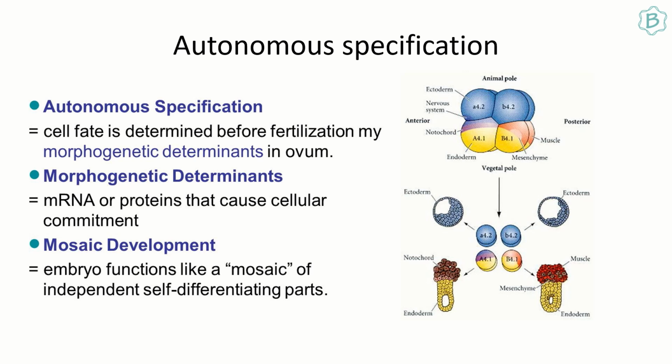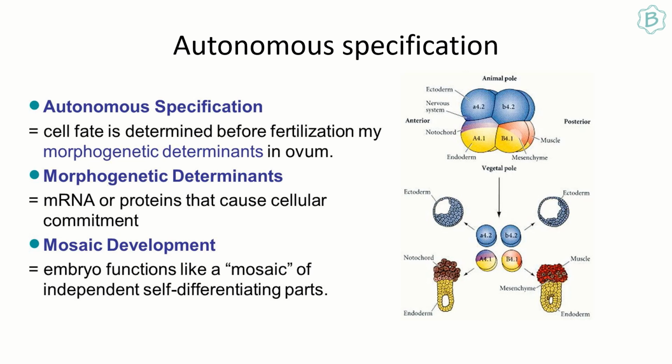If you separate these from each other, they will still form the ectoderm. The same goes with A4.1 and B4.1. They will still form the endoderm. If you separate them, they will still form endoderm. So it will form the endodermal cell. This is what? Autonomous specification.